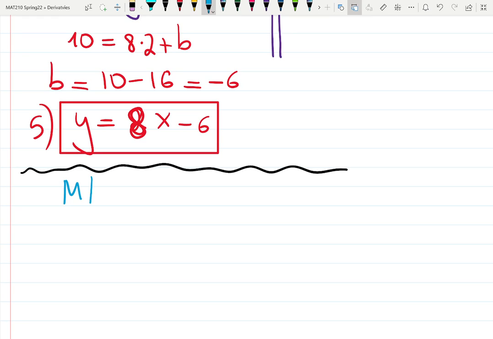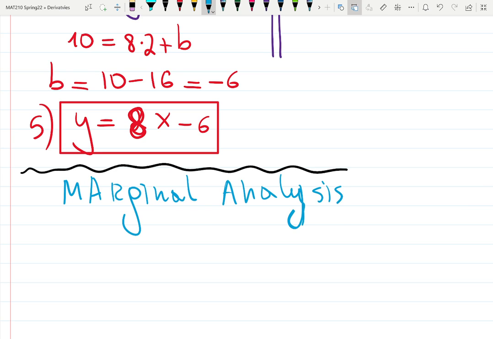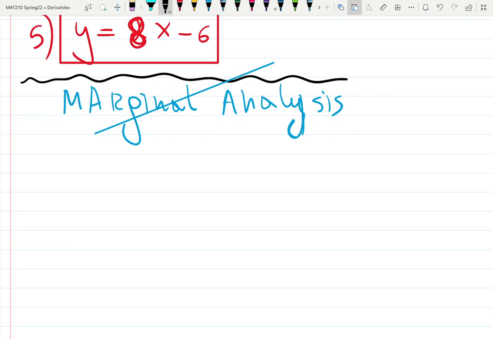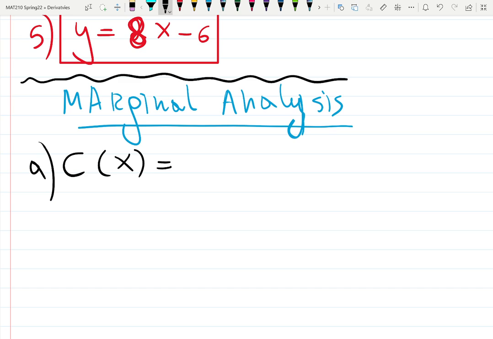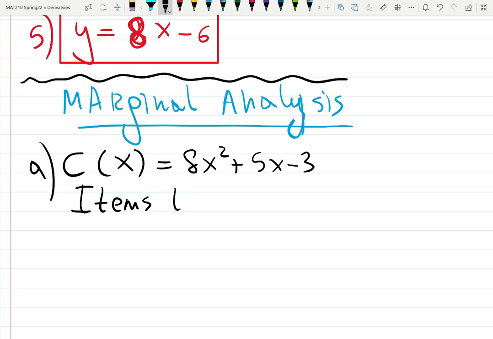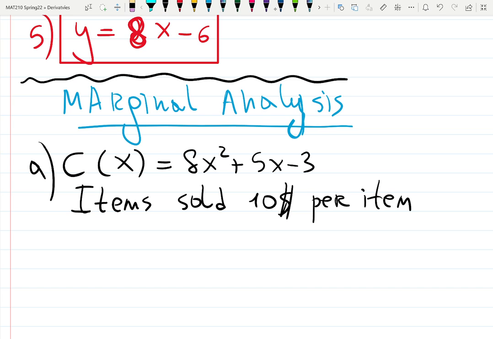Marginal analysis. That is basically taking derivatives. Do you understand that if we give you a cost function, and it is 8x squared plus 5x minus 3, and then we say that we sell x items? So in my quiz, it's Russian dolls, sold at $10 per item, right? So, I don't have to do A. A is the question: find revenue.